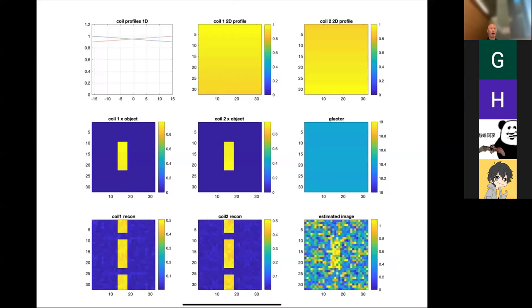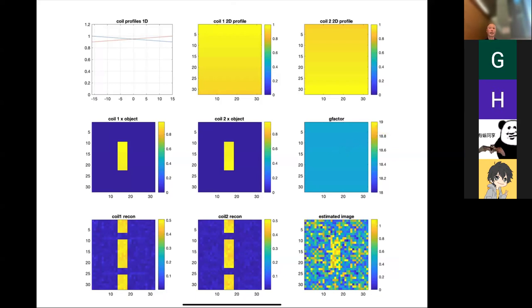Yeah, so that's right. So the take-home message is if your coil sensitivities look fairly similar, the reconstruction is not going to look very good. Yeah, and we'll talk about that. And so that's also reflected here. This G factor, if you look at these values, it's like a value of 19.